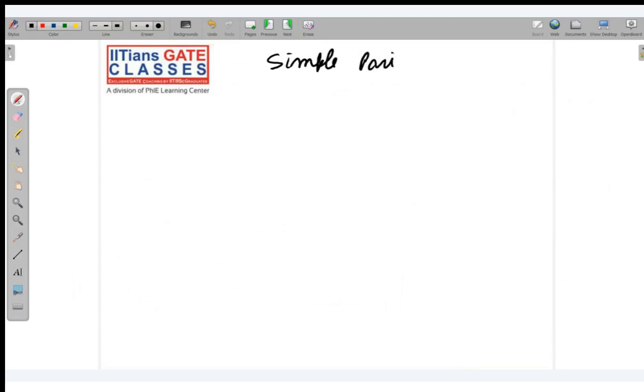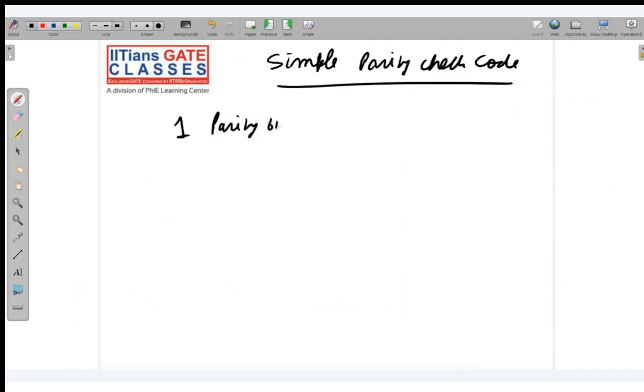Simple parity check code. So what it is saying: one parity bit is added to the DW to make the CW. So only one parity bit is added to the data word to make the code word.